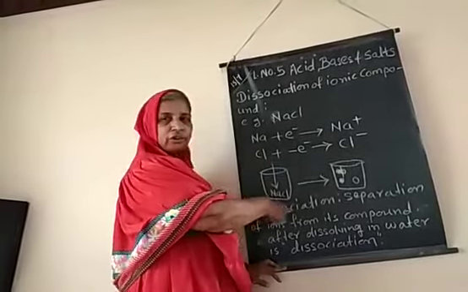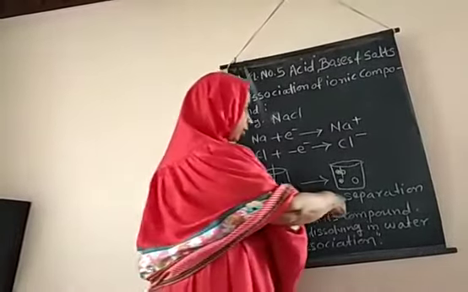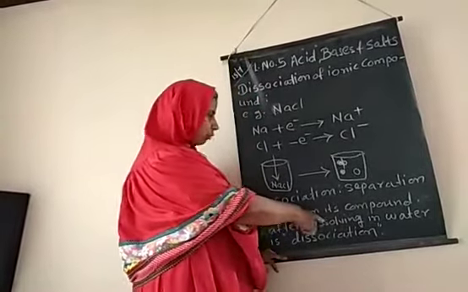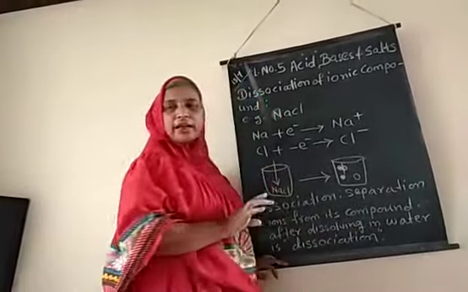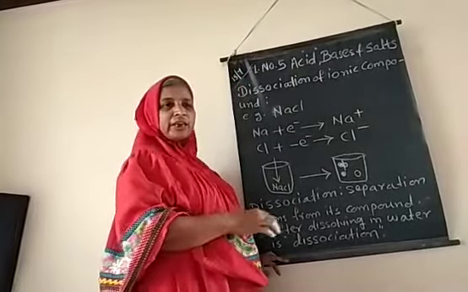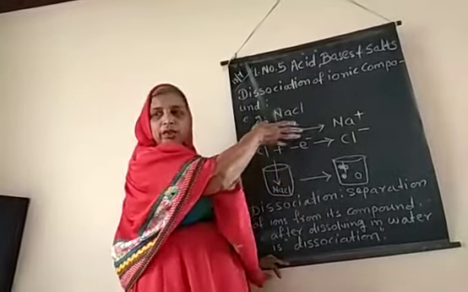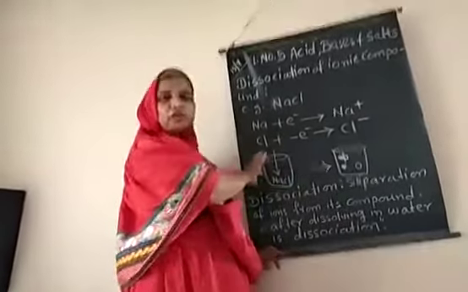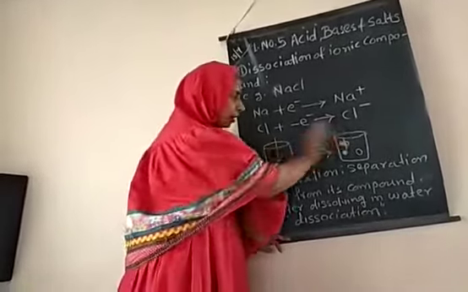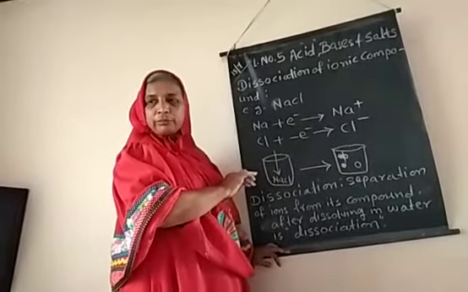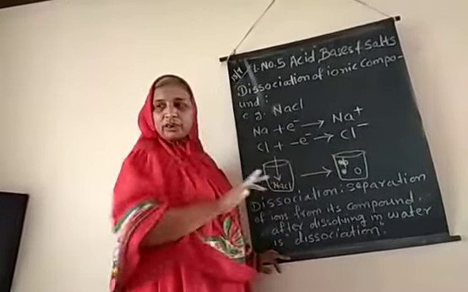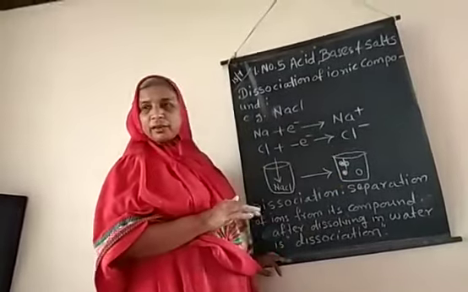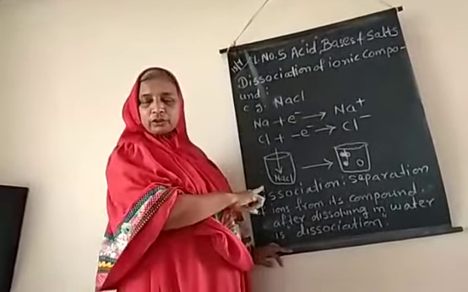The definition of dissociation is the separation of ions from a compound after dissolving in water. So when a solid substance is dissolved in water, meaning it is completely soluble, ion formation takes place, because the ions are already existing in the solid. Water pushes and separates the ions. That is the meaning of dissociation.